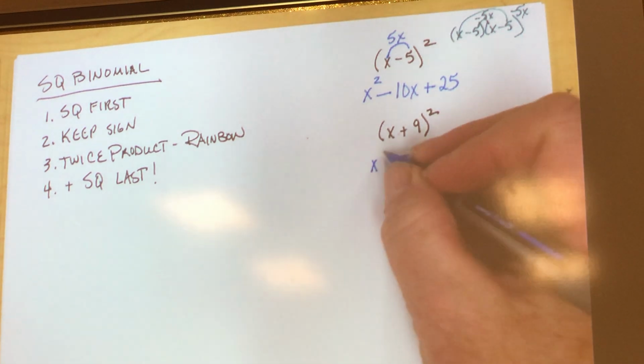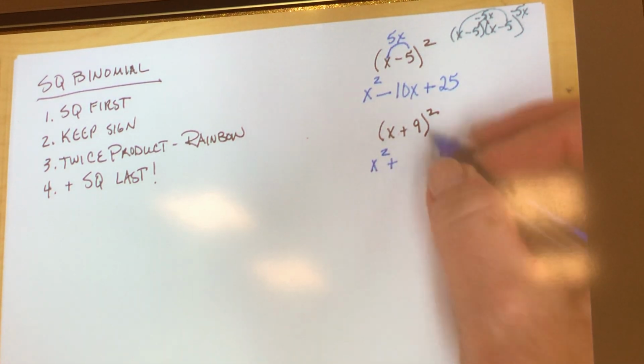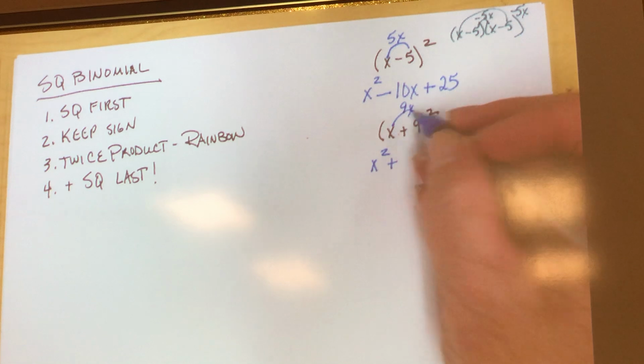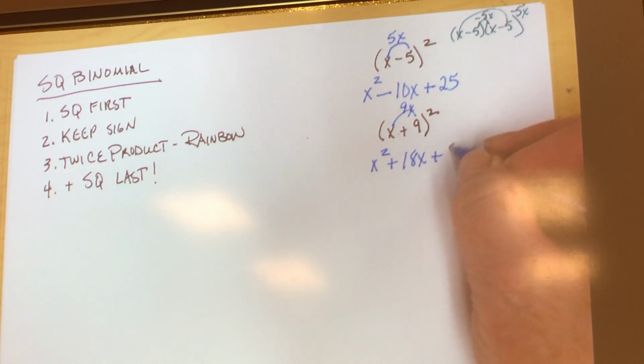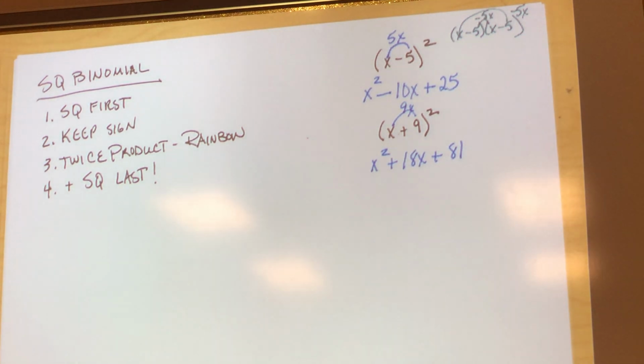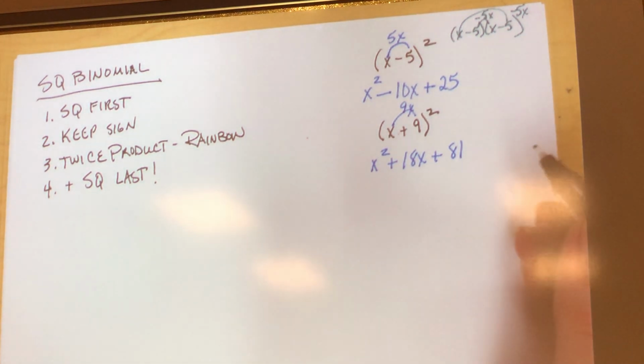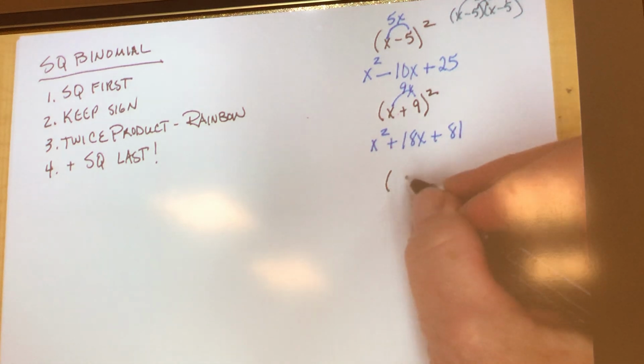X squared. Keep the sign. Plus. Their product is 9x, twice the product. 18x. Plus square the last. 81. Perfect. Is everybody okay? Y'all like this? Yeah. All right, here's another one.